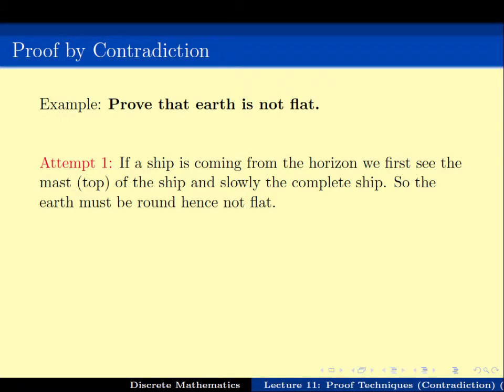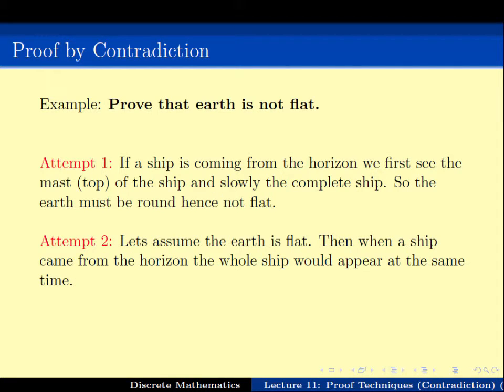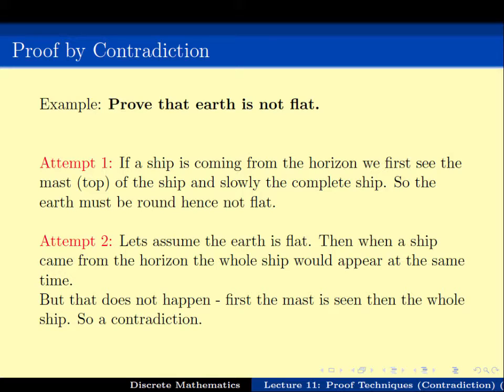The other technique is to say that let's assume that the earth is flat. In that case, when the ship came from the horizon, the whole ship would have appeared at the same time. But that didn't happen. We first see the mast and then the whole ship. And that's the contradiction to the assumption that we have made, namely the earth is flat. As you can see, both the statements are very similar. It is just a difference in wording. But that's what the proof by contradiction is.